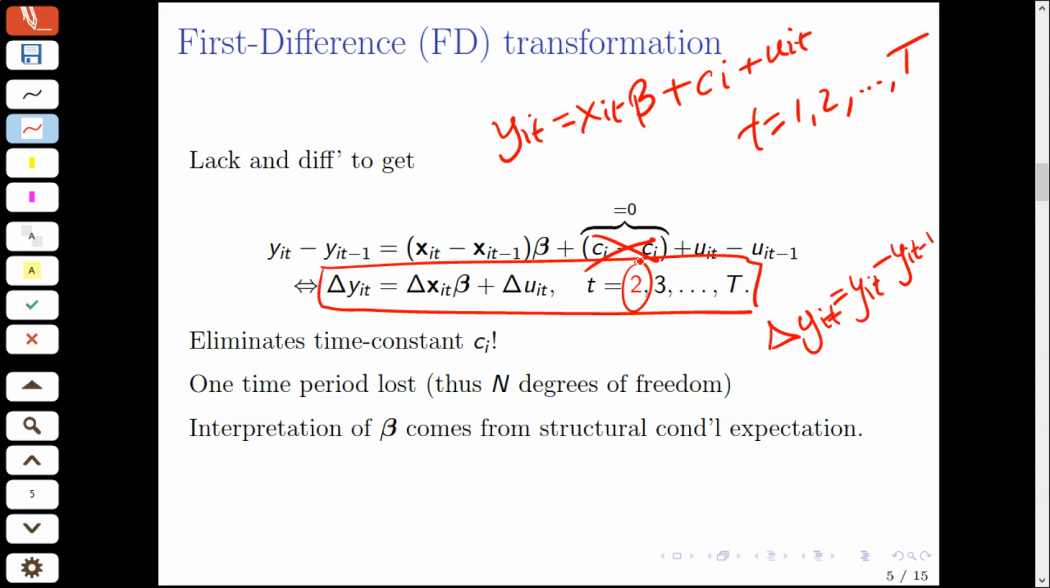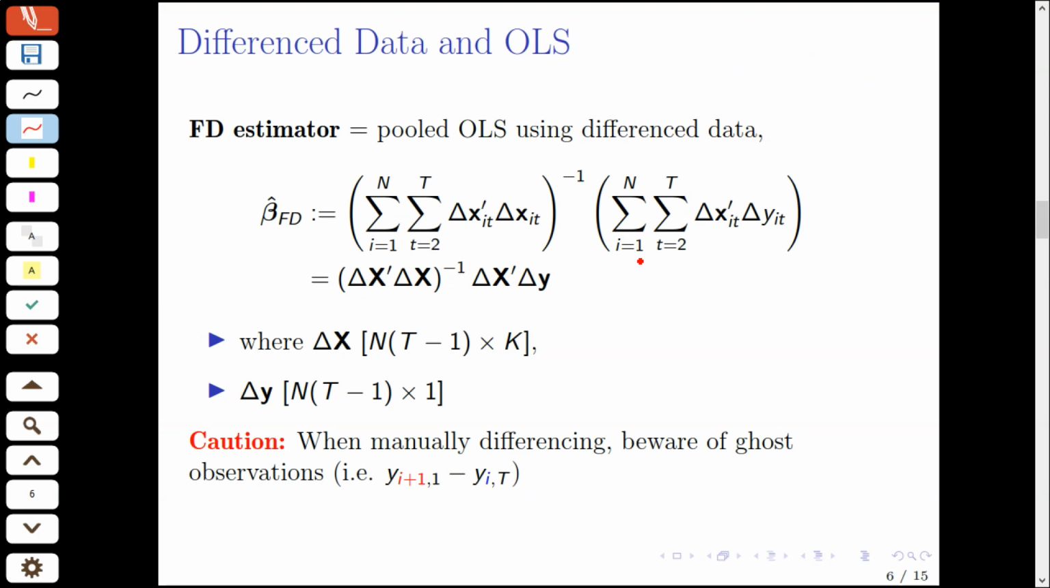Now, also, I want to stress that this equation in first differences is just an estimating equation. When it comes to the interpretation of the parameters beta, we should go back to what we may think of as the original structural equation. So what is the first difference estimator, or FD estimator?